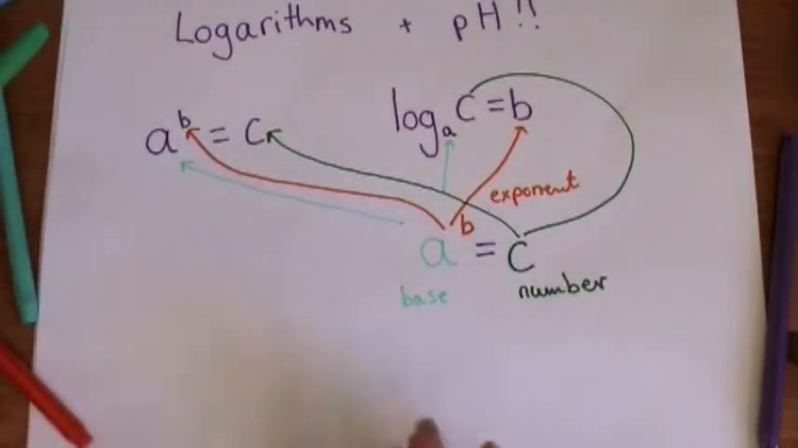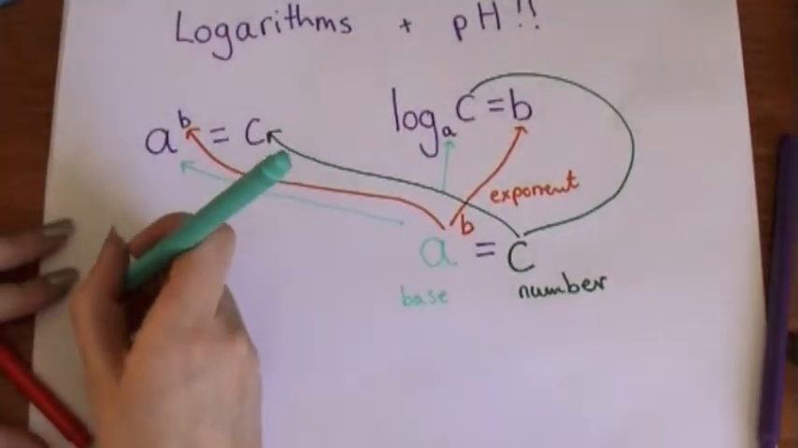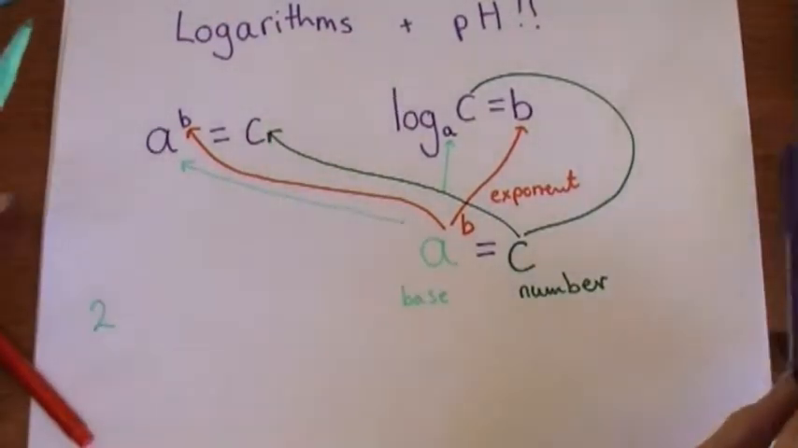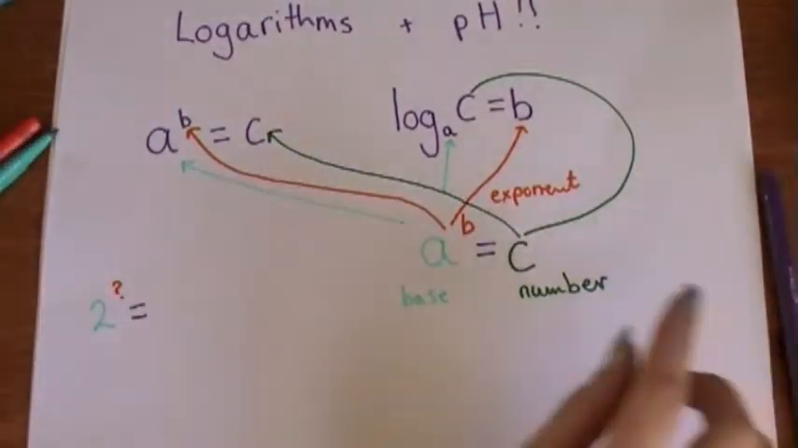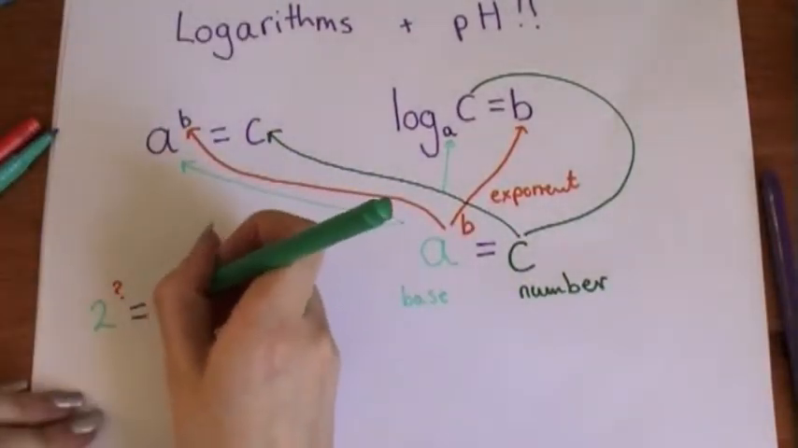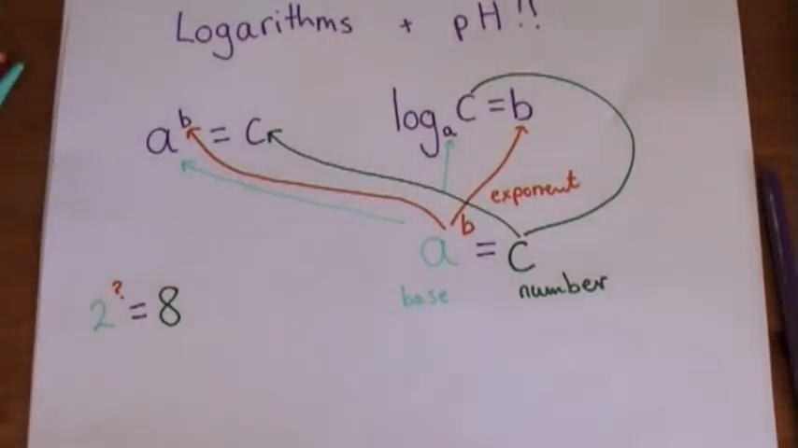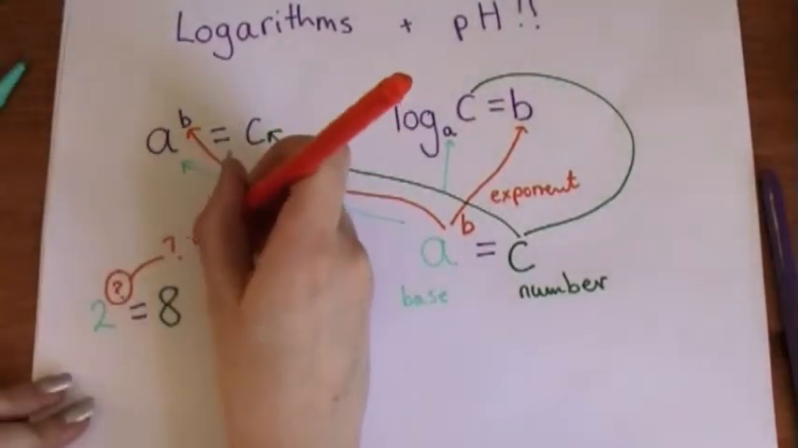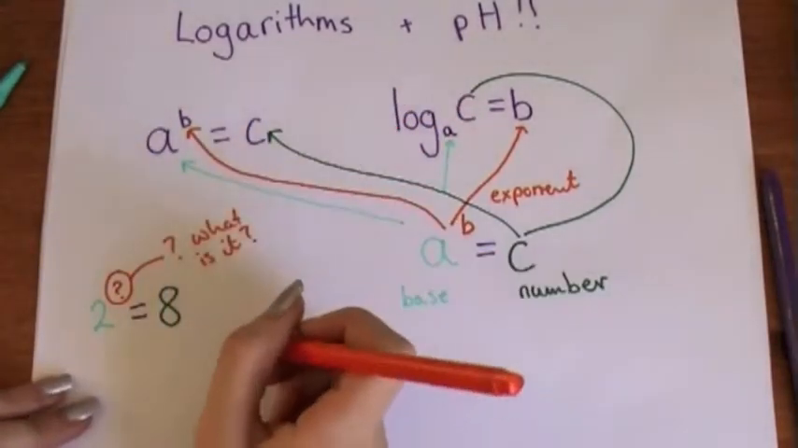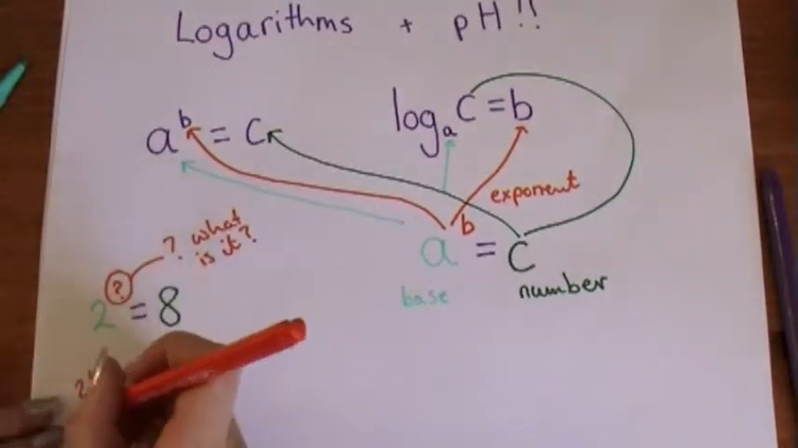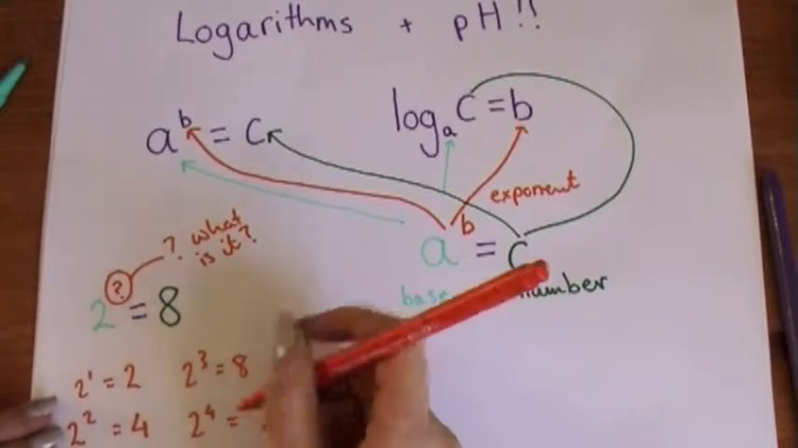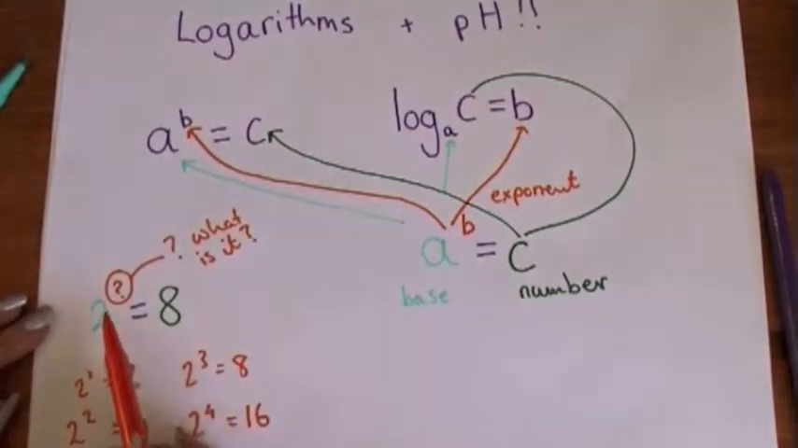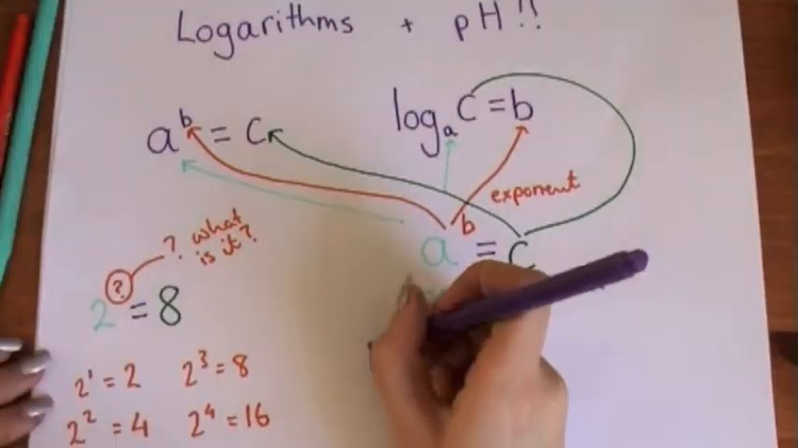So if I give some examples, 2 to the power of something equals 8. What is that something? 2 to the power of 1 equals 2. 2 to the power of 2 equals 4. 2 to the power of 3 equals 8. 2 to the power of 4 equals 16. So therefore here, 2 to the power of something equals 8. That something has to be 3. So 2 to the power of 3 equals 8.